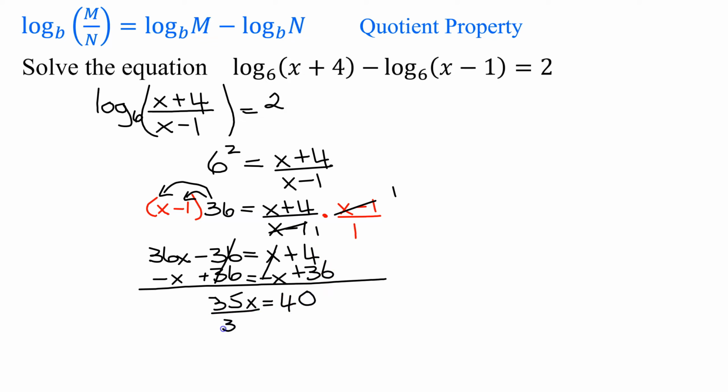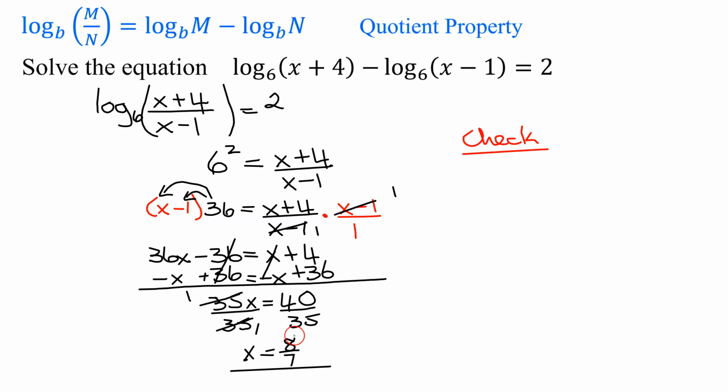Last step, divide both sides by 35. So I get x equals 40 over 35, and 40 and 35 are both divisible by 5. 5 goes into 40 8 times. 5 goes into 35 7 times. So it looks like my solution is x equals 8/7. And yes, the answer can be a fraction. But I'm not done yet. I must check my answer to see if it's extraneous or not.